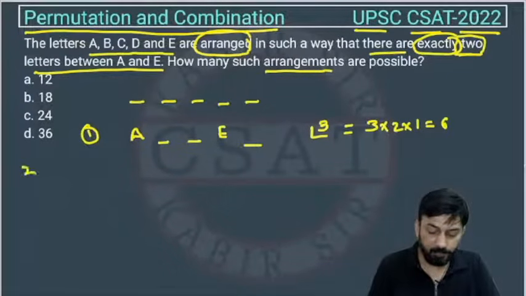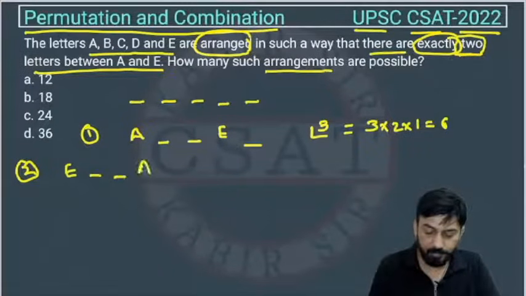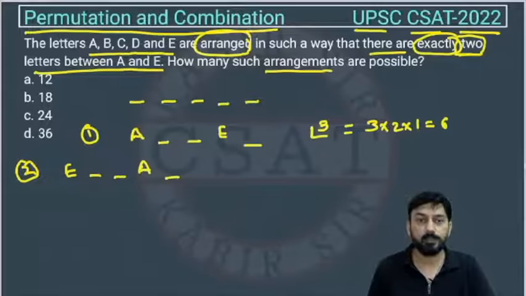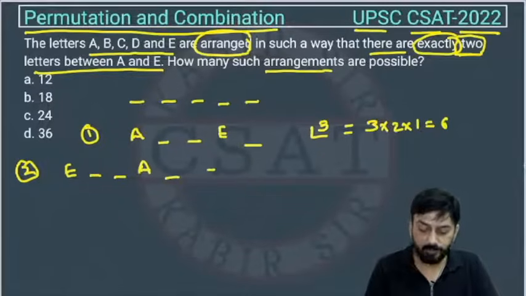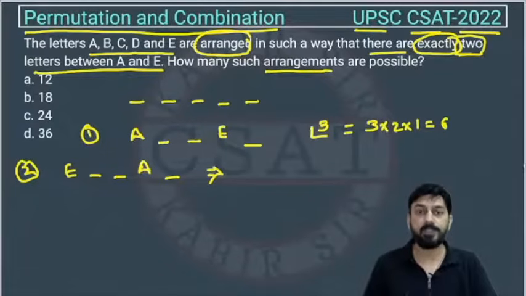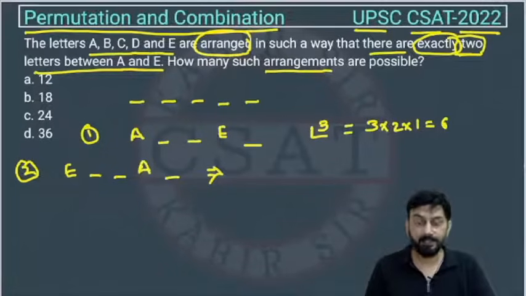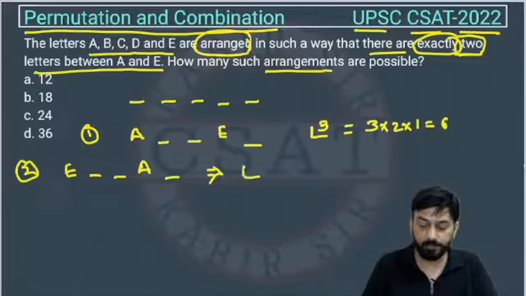The second possibility is that E is here and A is here. This is also possible, right? So in this case, what will happen? Again, there are 3 places. So 3 letters can be arranged in 3 places in factorial 3 ways. So this will be factorial 3. So this will again be 6.